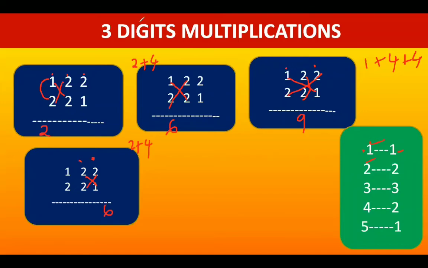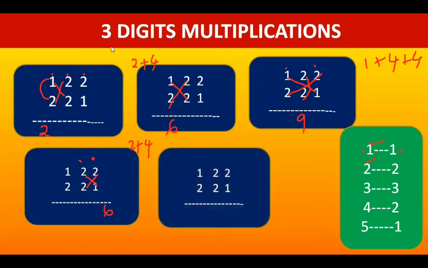Then move forward to the last step, the fifth. What is the fifth step actually? Fifth step, last column, isn't it? Let us multiply the last column. 2 1s are 2. That's it. See how easily we completed. So what is the final answer? 2, 6, 9, 6, 2. This is the way of doing cross multiplication of 3 digits.